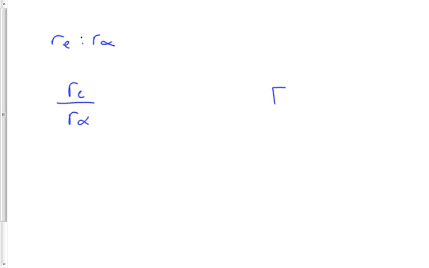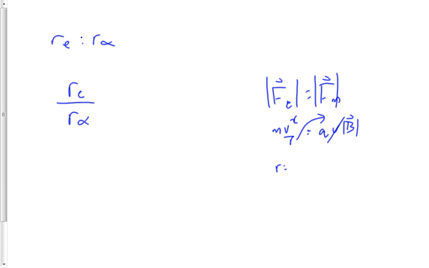Let's say F_C is equal to F_M. Let's say mv squared over r is equal to qvB. Let's cancel out these, and let's solve for r. The r goes up by multiplying, the qB goes down by dividing. R is equal to mv over qB.